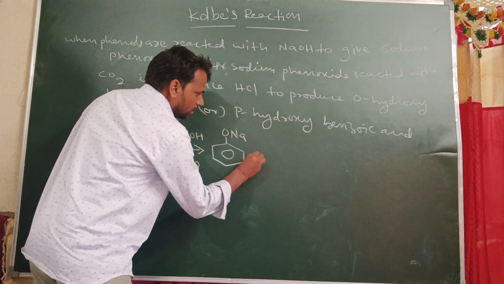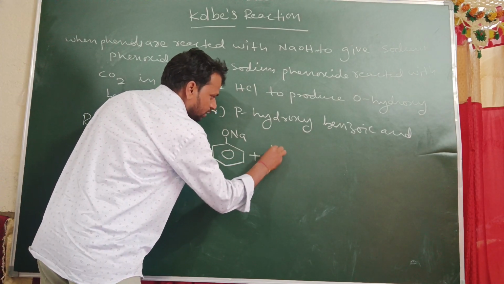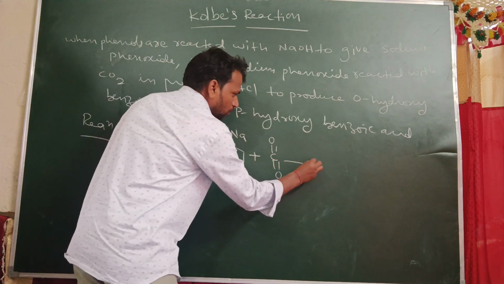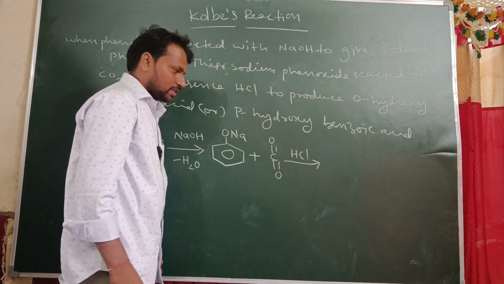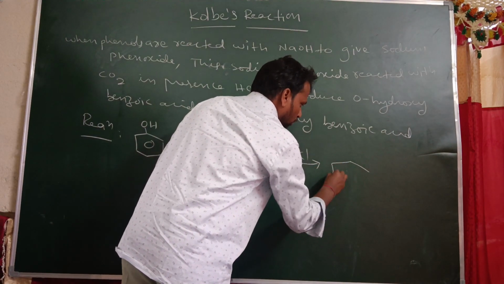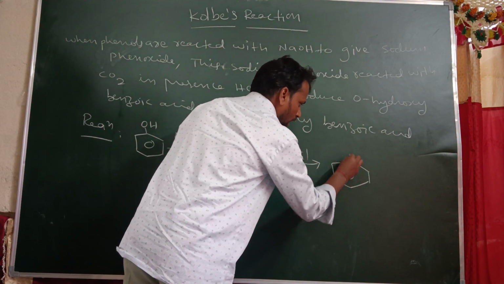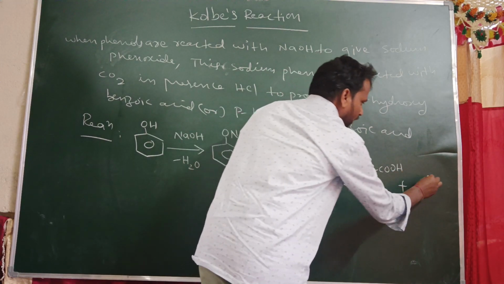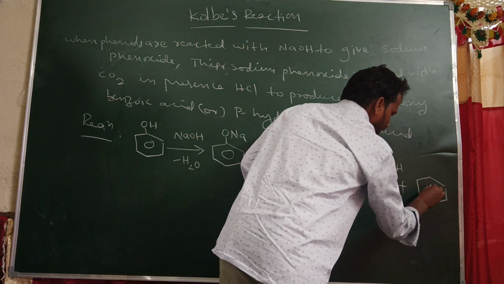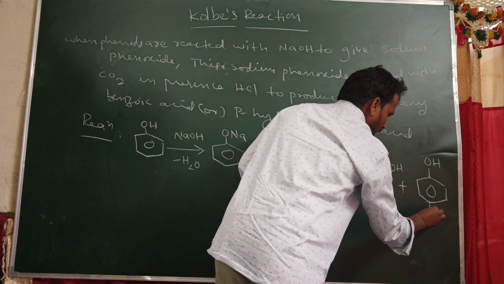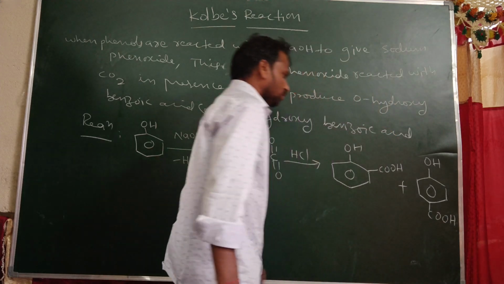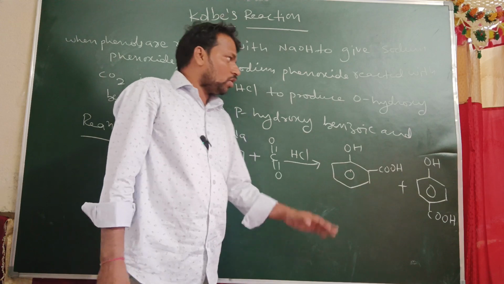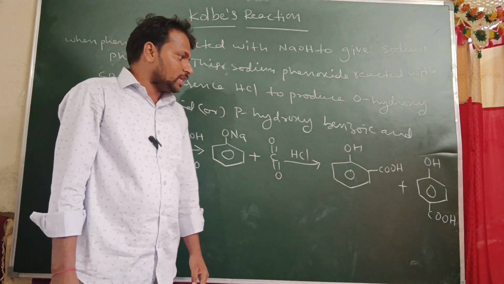Again, this sodium phenoxide is reacted with carbon dioxide. For our convenience, I am writing C double bond O, which is a linear shape. In the presence of acid media, HCl, it will produce two products. So let me write here: orthohydroxybenzoic acid or else parahydroxybenzoic acid. Either orthohydroxybenzoic acid or parahydroxybenzoic acid. So this is said to be the Kolbe reaction.